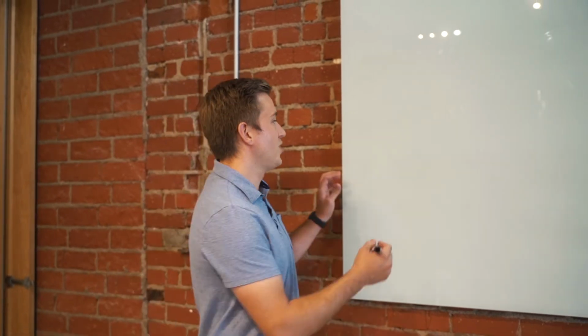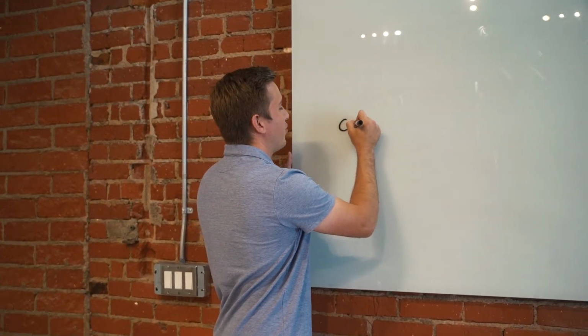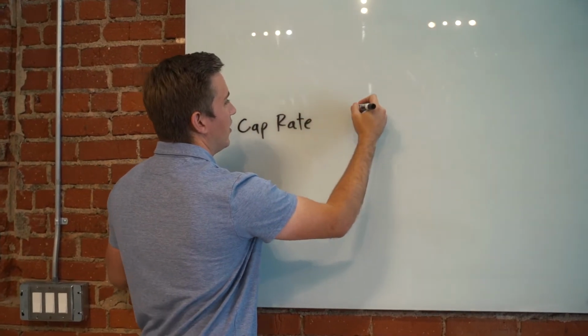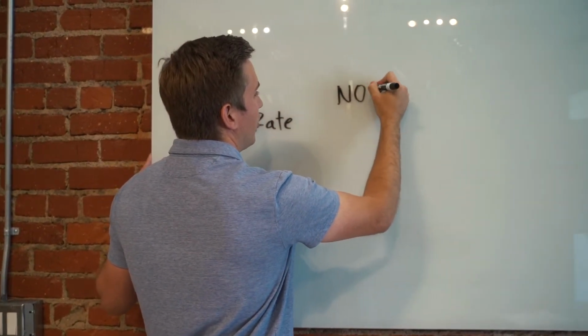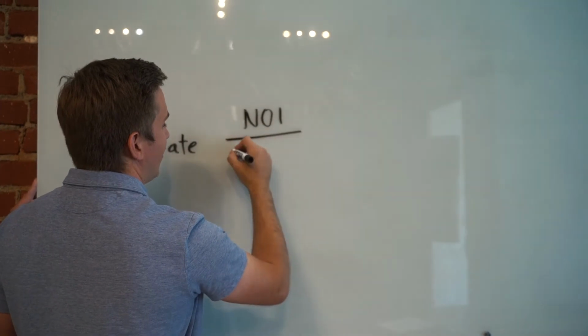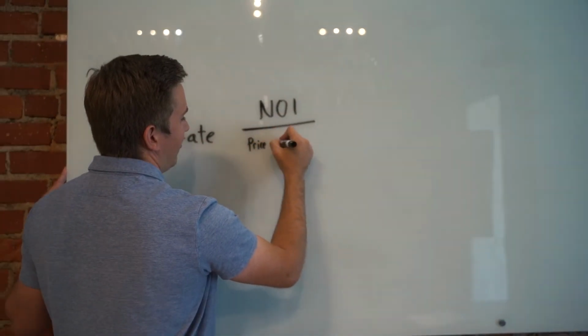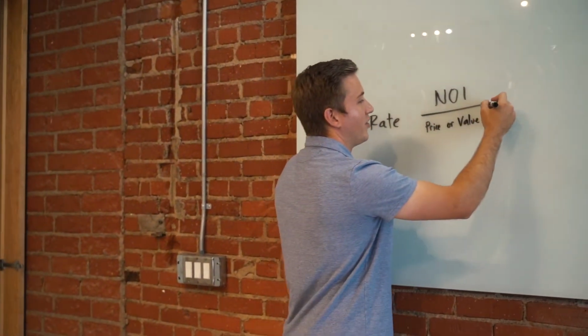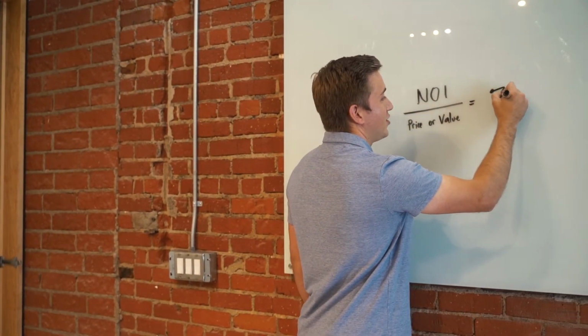So cap rate is another metric that people will use to compare one building to another, but different from gross rent multiplier, the cap rate actually uses net income. The equation for cap rate is just the net operating income, or NOI, divided by the price or the value of the property. And when you run the numbers on this, it will spit out a percentage.